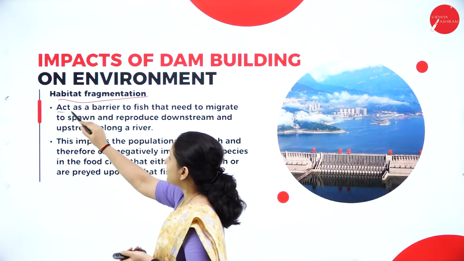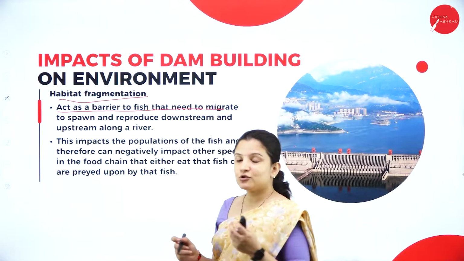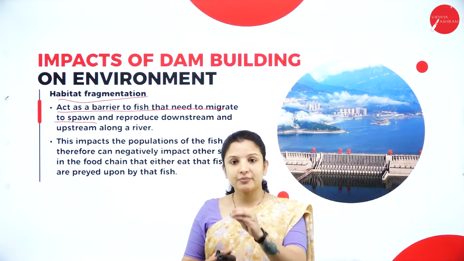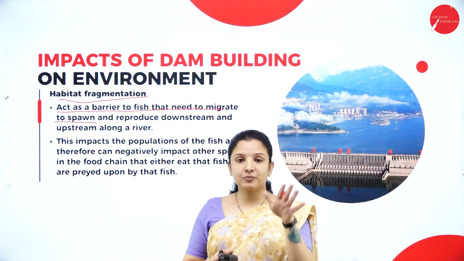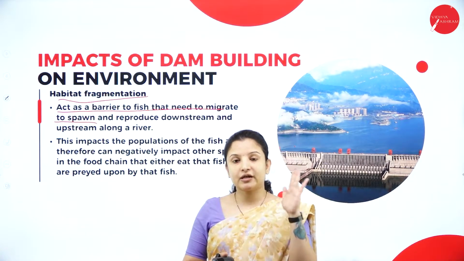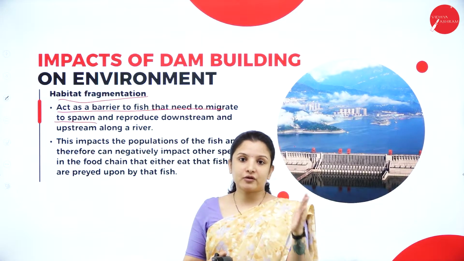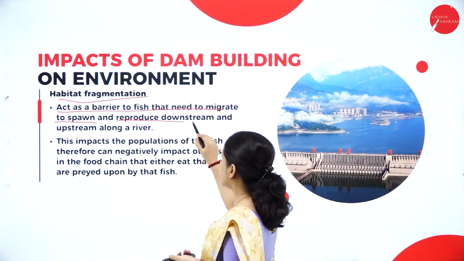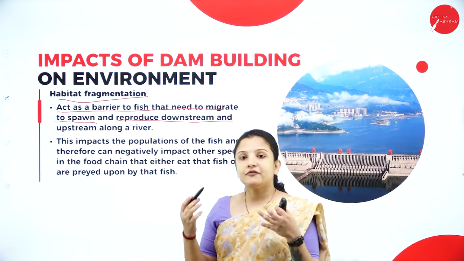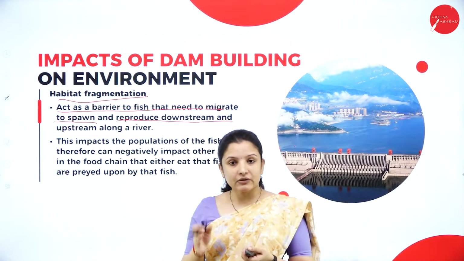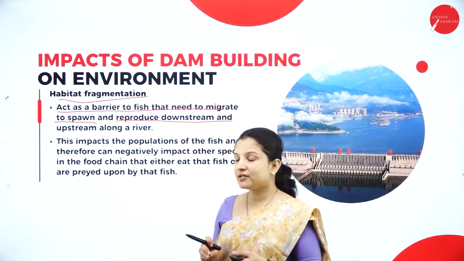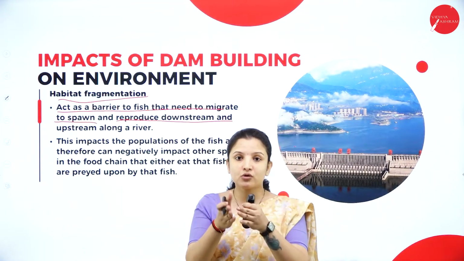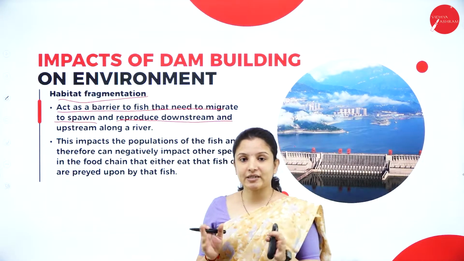Therefore, they act as a barrier to fish that need to migrate to spawn. Spawning means, in order to give birth to young ones, they need a suitable ground, and that suitable ground will always be in other parts of the river. So they cannot move from one part of the river to the other side of the river. Therefore, it will affect the reproductive capability of the fishes, and the fish population in that particular river wherever the dam is built will drastically reduce. That is habitat fragmentation, wherein the habitat of the river has been broken into two parts. So that is called habitat fragmentation.